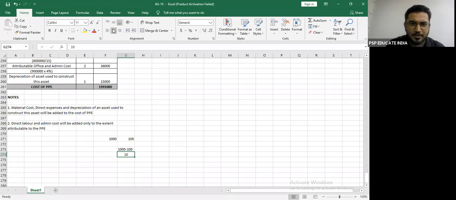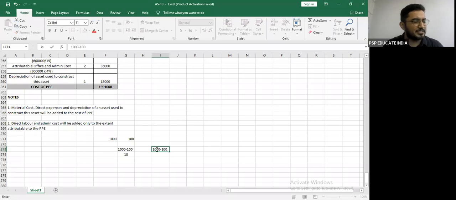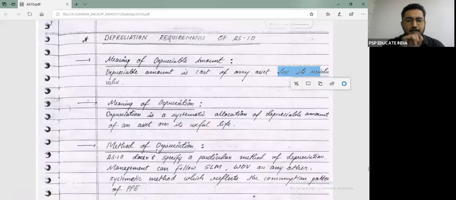Now this that you deduct, the meaning of this is कि 1000 में से तो 100 रुपए रिकवर हो जाएंगे. डेप्रिशिएट कितने होने वाले हैं? 900. इसलिए आप 900 को 10 से डिवाइड करते हो. So your depreciation per annum comes to 90 rupees. So this 1000 is nothing but your cost and 100 is nothing but your residual value. When you deduct 1000 minus 100, what you will get is the depreciable value. So look at this. Depreciable amount is the cost of any asset less its residual value.